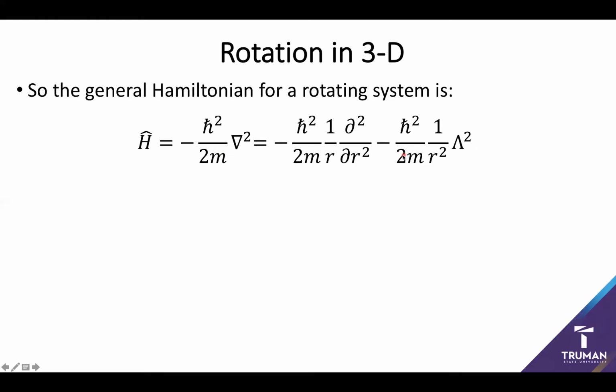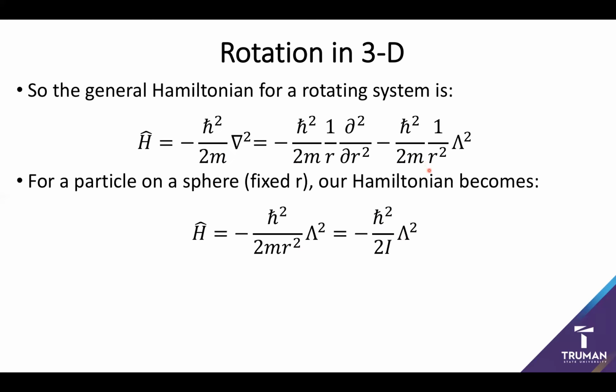We have an h bar squared. We have 1 over twice mass times r squared. Wait a minute, I think I know that one. Because what we can do is now turn this into again a rigid rotor, but now a rigid spherical rotor. So this is also known as particle on a sphere.